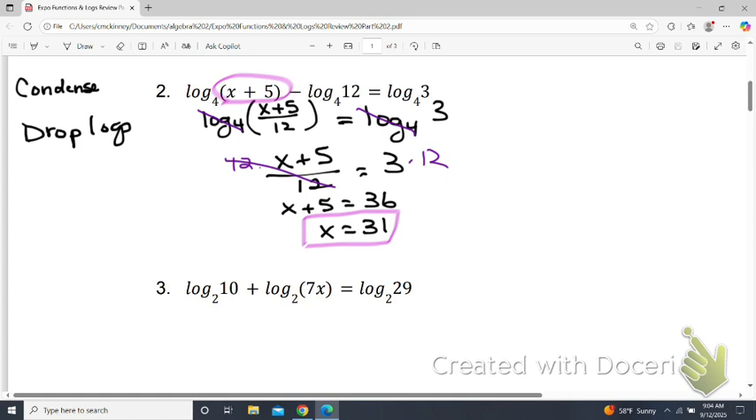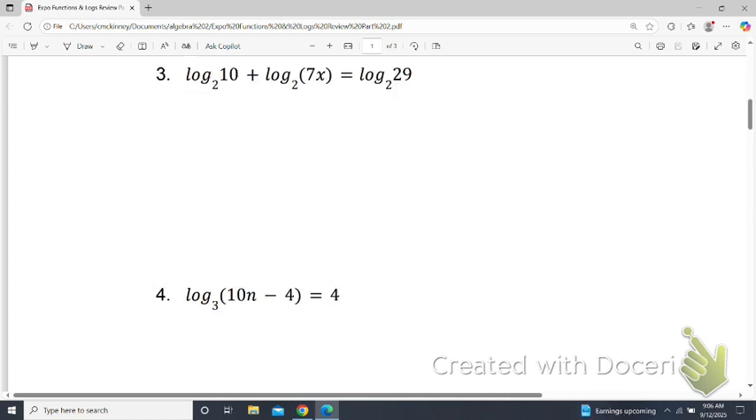We keep it. So go ahead and see if you can remember what to do on number 3, how you're going to condense that. Maybe pause me so then you can check your work. Okay, so perhaps you already tried this one. When we condense and it's addition, addition becomes multiplication. So it's still log base 2, but now this is 70x.